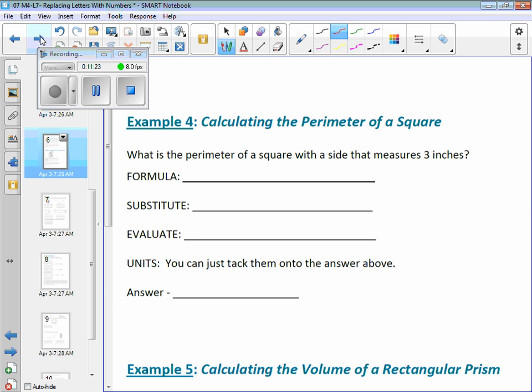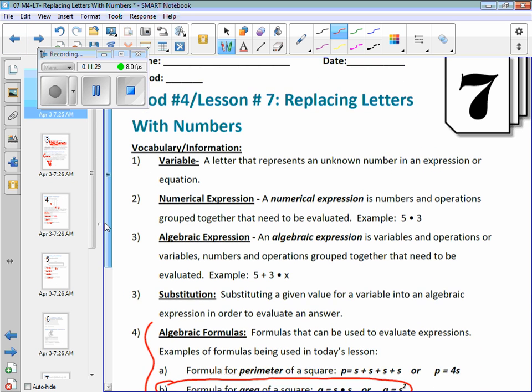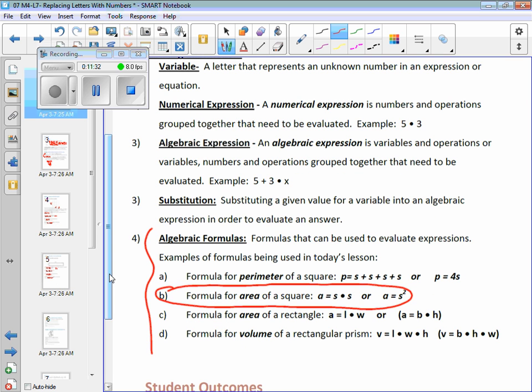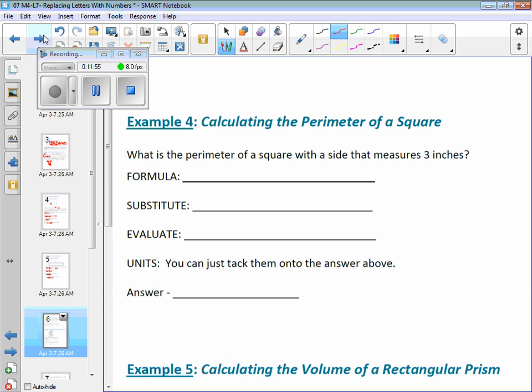Square? So now we've got to go back to the first page, and we've got to find the formula for the perimeter of the square. That's letter A. You have two options. P equals side plus side plus side plus side, or what? P equals 4 times S. Which one do you want to do? Let's do 4S. P equals, for perimeter, 4S, which is the same thing as side plus side plus side plus side.